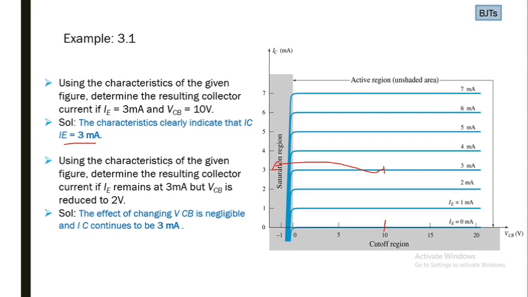Now part B says, using the characteristics of the given figure, determine the resulting collector current if IE remains at 3 milliampere but VCB is reduced to 2 volt. Now VCB is reduced to 2 volt, let's say around here, and we have IE equal to 3 milliampere. IE is the same, this curve, 3 milliampere. So we need to determine IC, which will be 3 milliampere again according to these characteristic curves.